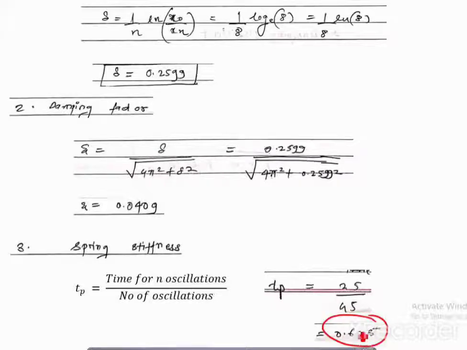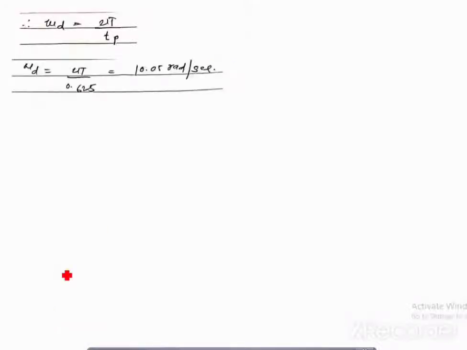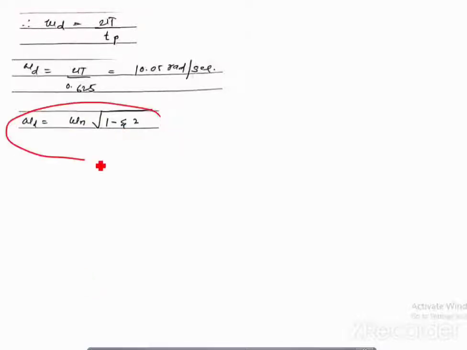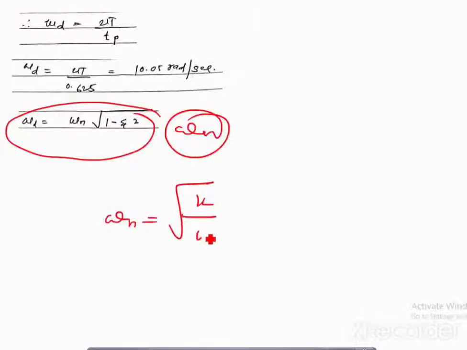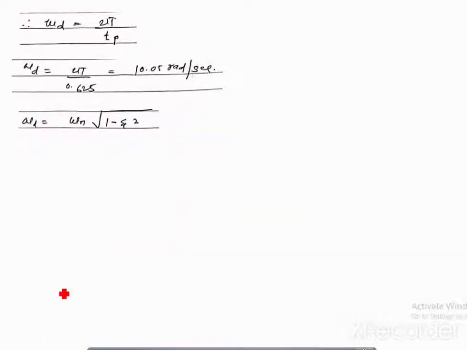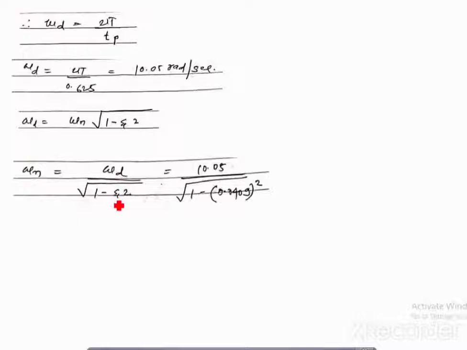So this is nothing but the time period. Now once you have the time period, guys, you can find out omega d. Omega d is nothing but 2 pi upon the time period. So omega d is 2 pi upon 0.625, that is 10.05 radian per second. You can see how I am utilizing the formulas, right? Now omega d is equal to omega n into square root of 1 minus zeta square. From this you will get omega n, and from omega n you will get k upon m.